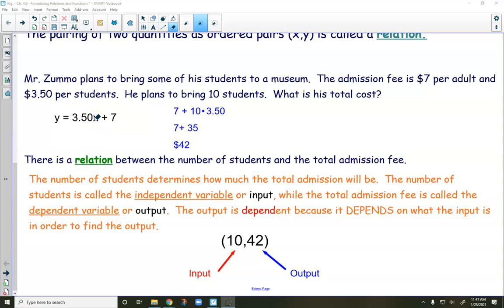The total admission fee is called the dependent variable, or the output. Y depends on what you substitute in for x to recognize its total. So that's why it's the output. The output is dependent because it depends on what the input is in order to find it out. We'd have the coordinate point of (10, 42).